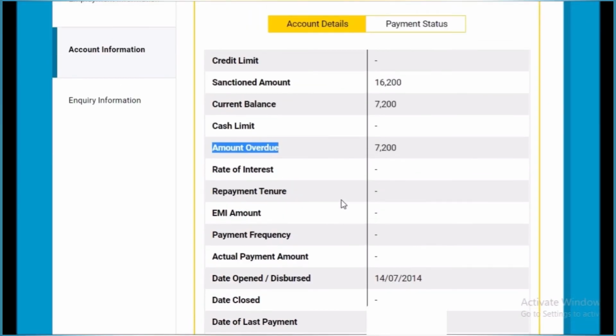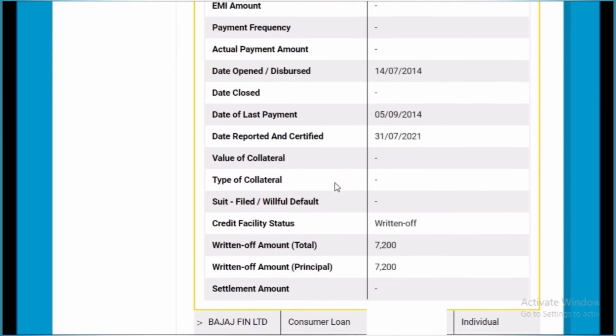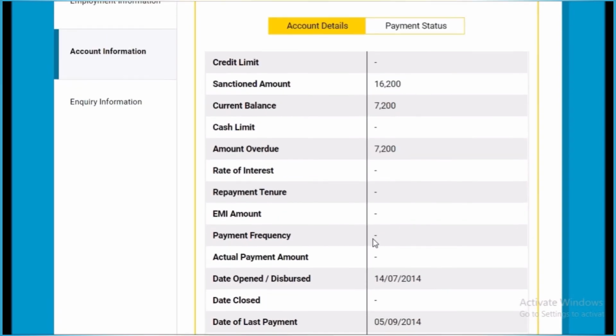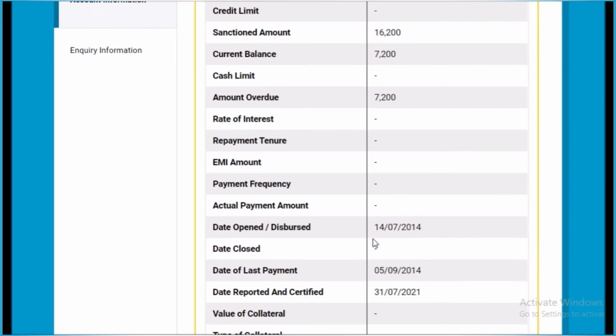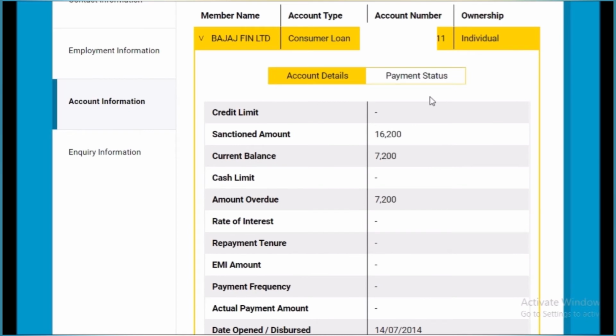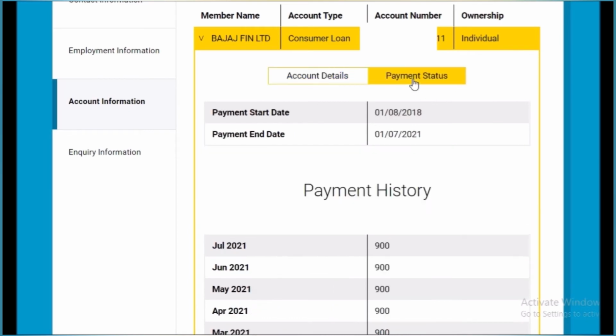The main thing that you need to be concerned with in the account details is the amount overdue, suit filed and willful default, credit facility status, written off amount total, written off amount principal, settlement amount. Because if there are any remarks in any of these fields, then your CIBIL score may drop and these remarks are viewed negatively by a lender. And now we go ahead with the payment status. Click on payment status.